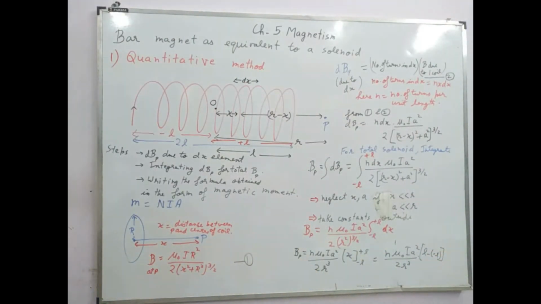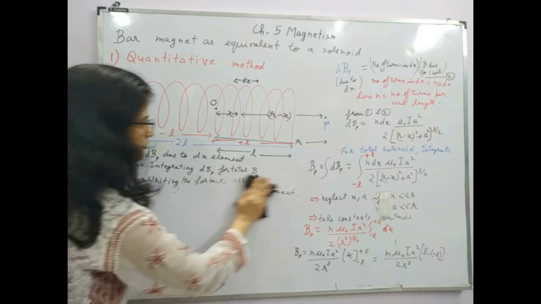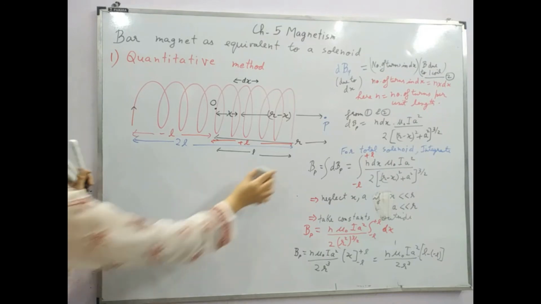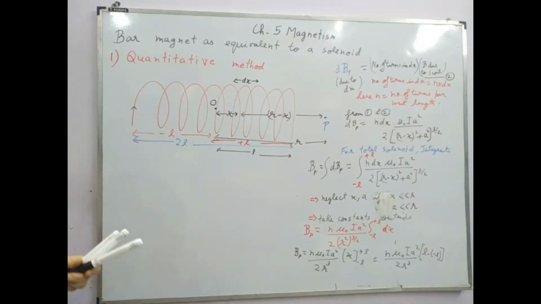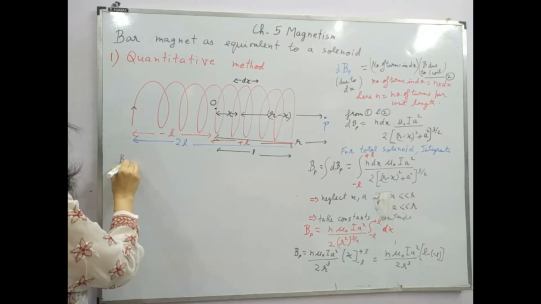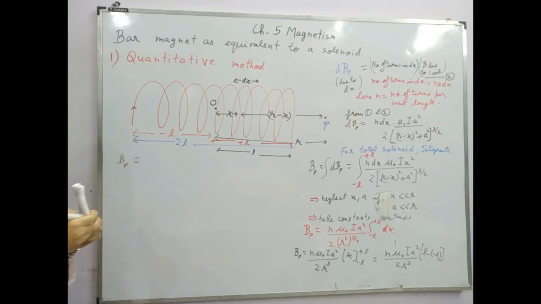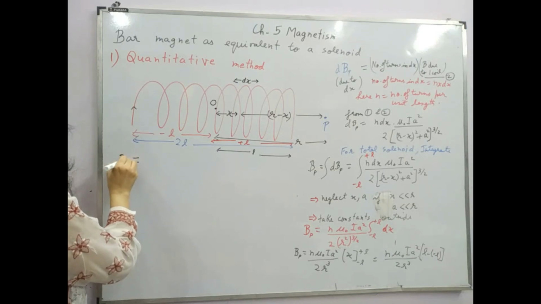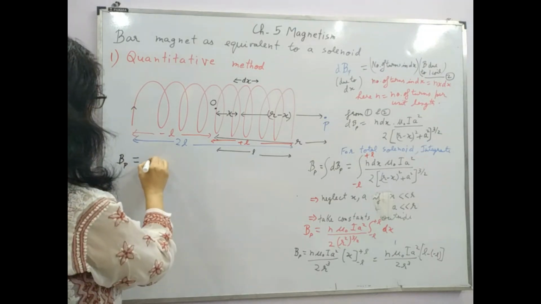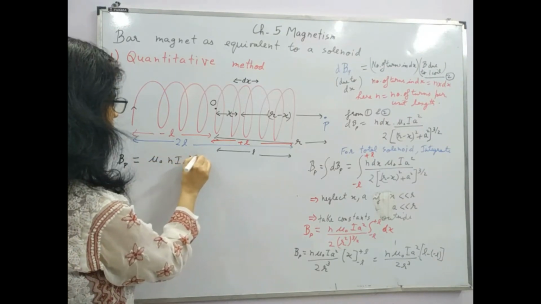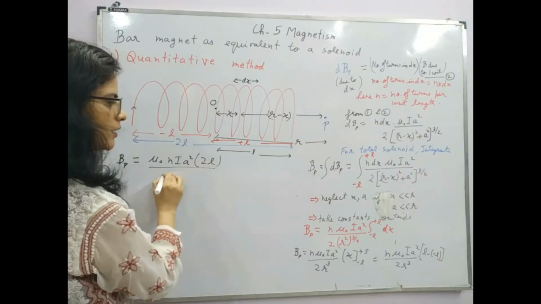So I'll have to rub the board for the next step. So what will be our next step? Next step will be B at point P is equal to mu naught n I a square into 2L upon 2r cube.